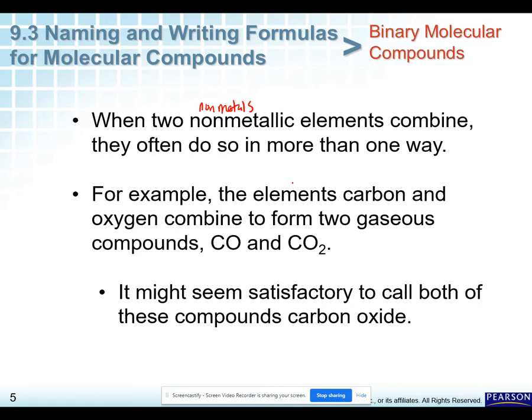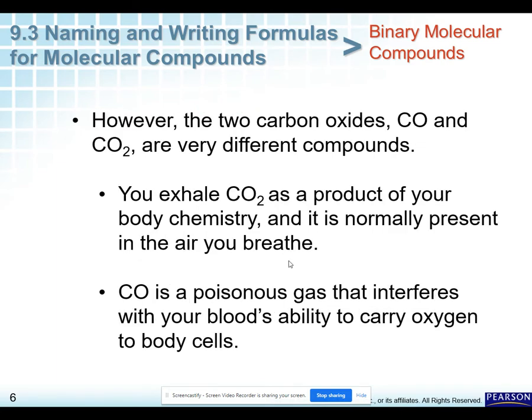So for example, the elements carbon and oxygen can form 2 different compounds, and both of them are gases. The first one is CO, and the next one is CO2. Now it might seem satisfactory or it might seem okay to name these carbon oxide, but you can't call both of them carbon oxide. The reason is they're actually very different compounds.